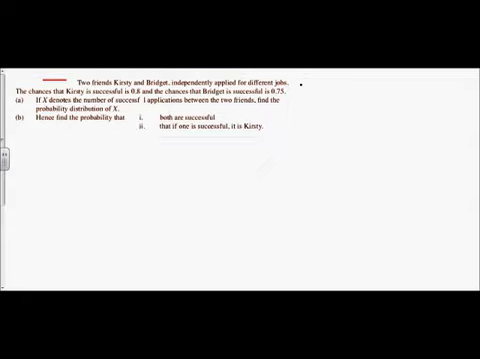Okay, in this example, you are given the probability of certain events, that is Kirsty being successful is 0.8 and Bridget being successful is 0.75. So some parts of the probability would be given, that is probability of some outcomes would be given, and you need to find the whole table for probability distribution. Now what is x? X is a random variable which denotes the number of success.